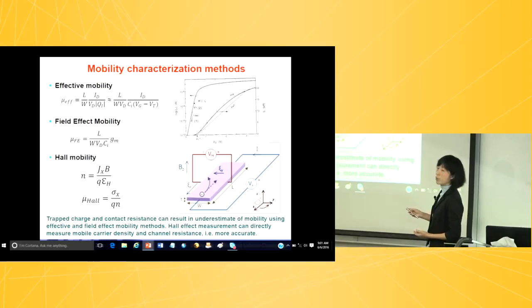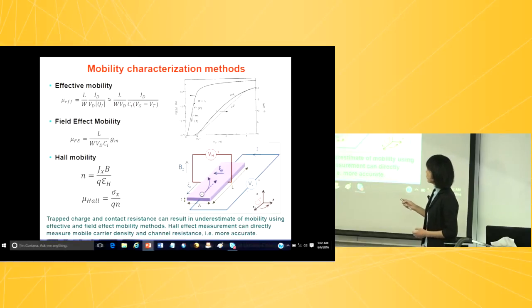The field effect mobility is defined by the transconductance, that's the derivative of Id versus Vg. So that's corresponding to the slope at any given point of the Id-Vg curves. So that's a small signal mobility. In most cases, before they reach the maximum slope, the maximum transconductance, these two mobilities are similar. But beyond that point, effective mobility is generally larger than the field effect mobility.